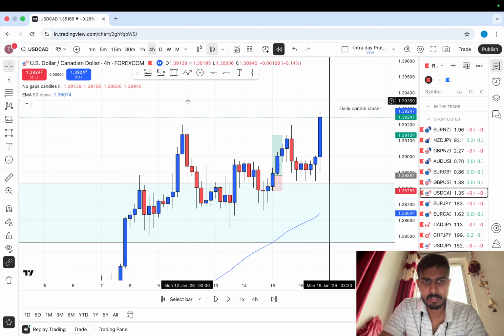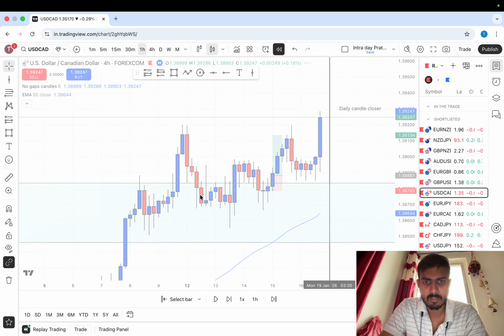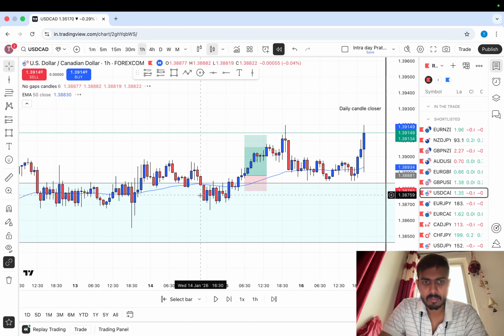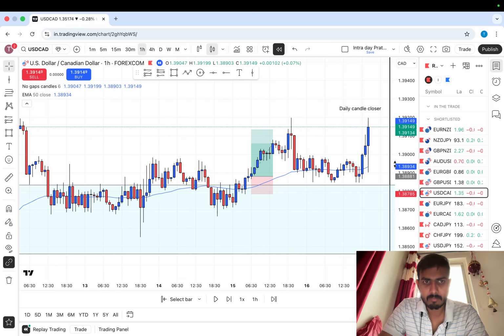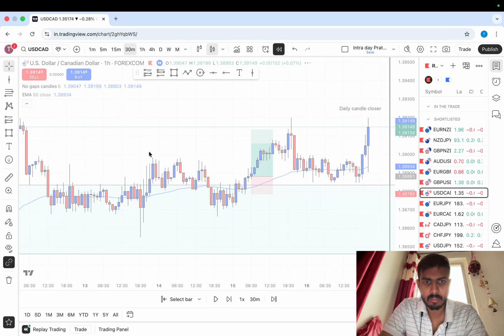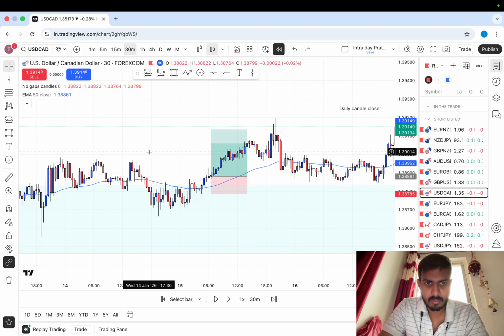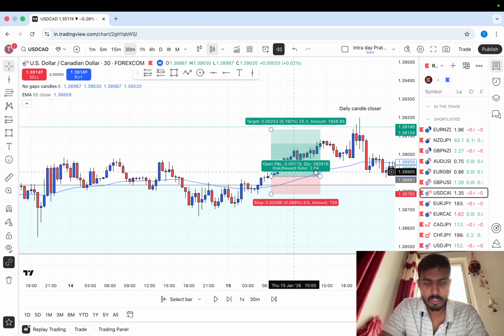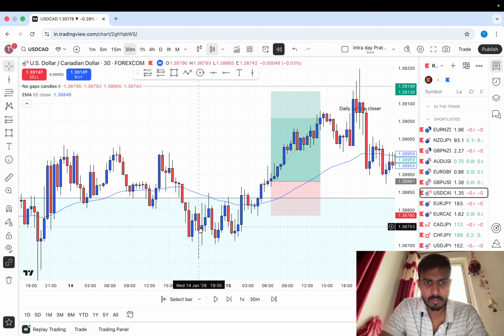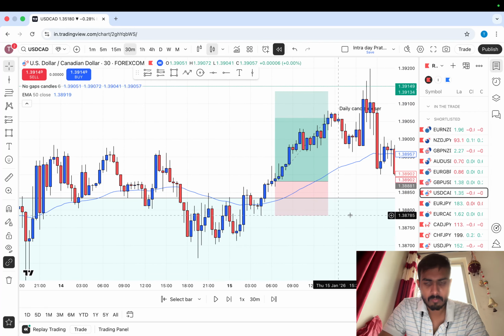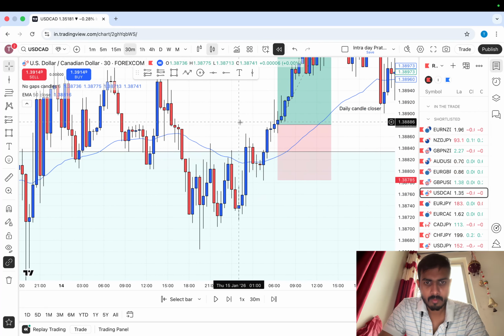Then it started at 19:30. If we go down to 19:30, we can see that after 30 minutes, the 19:30 creation on this Wednesday, the 30 minute was super bearish. I didn't like to take the trade when the 30 minute is bearish. I was waiting for the 30 minute to go bullish.